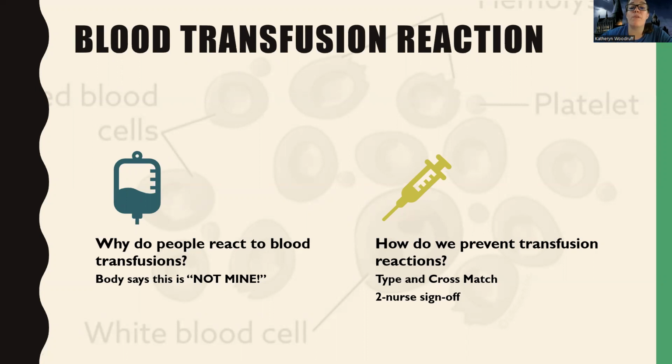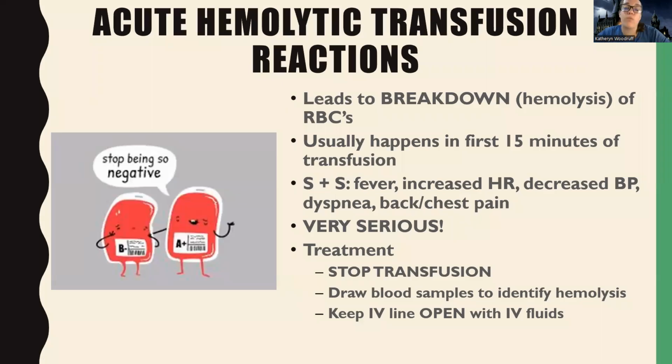The only way to truly prevent a really serious transfusion reaction is to make sure you do a good type and cross match. In other words, make sure that you're sitting down and that you have the right patient, right blood. So doing that 2-nurse sign-off is key to prevent transfusion reactions. Now, it can't prevent every transfusion reaction because some of them are not related to the type of blood it is. However, this is going to help prevent some really serious ones. We're going to start talking about the really serious ones.